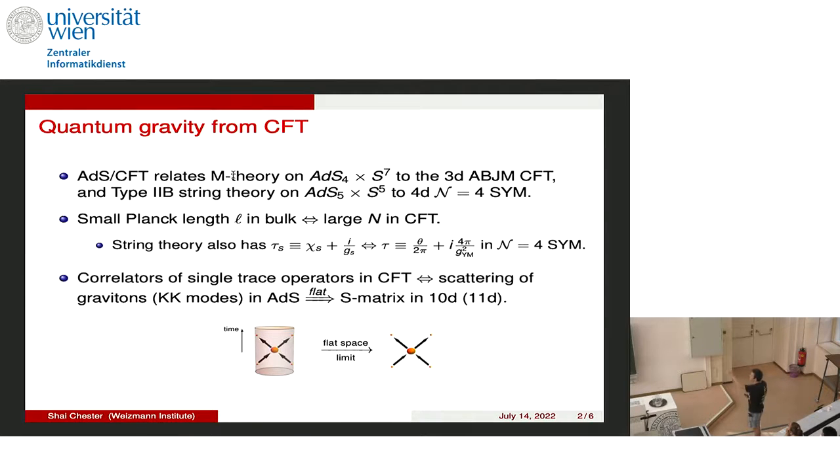And so this is what's depicted in this picture. You start with scattering in AdS, which is this can, and then you take the flat space limit, and that gives you the S matrix. And so this is roughly speaking how you can hope to learn about the S matrix in 10 or 11 dimensions, which is the fundamental physical observable in quantum gravity, from studying CFT.